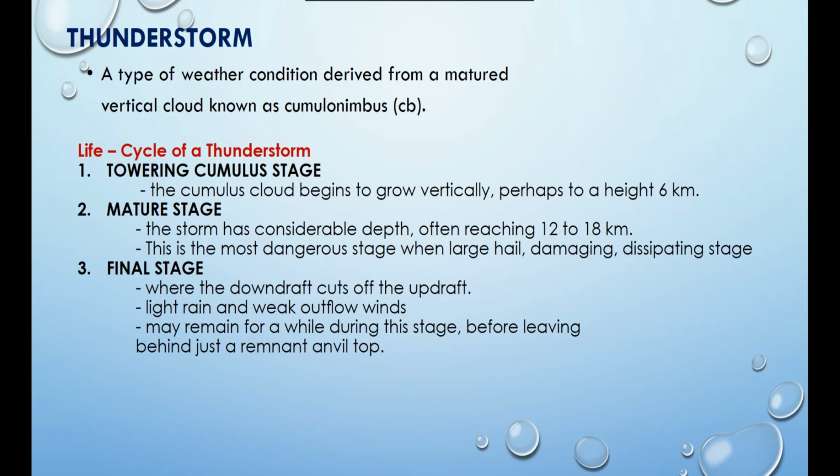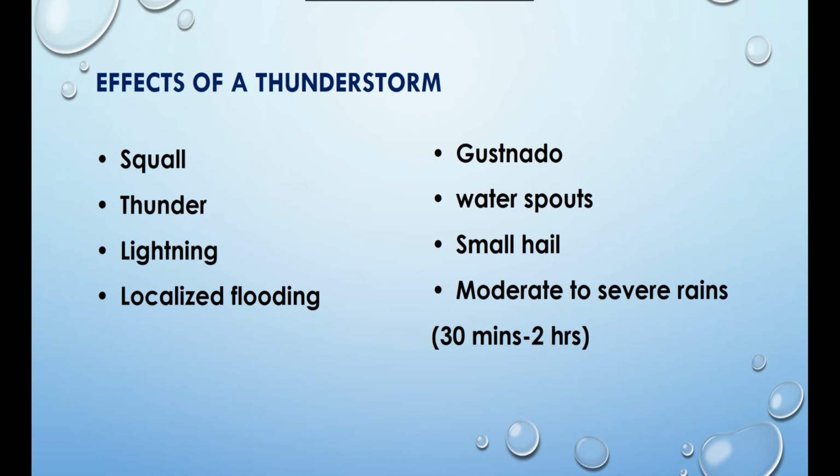but it is not considered a wide range kasi yung range lang ng thunderstorm is 5 kilometer range lang yung affected area niya. So the effects of thunderstorm are the squall, thunder, lightning, localized flooding, tornado, water spouts, small hail, and moderate to severe rains that last 30 minutes to 2 hours.